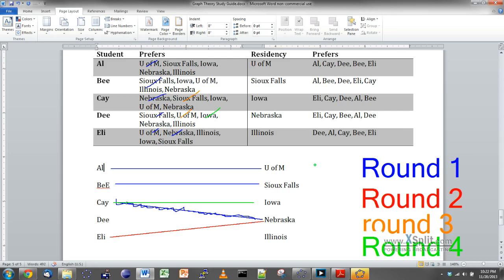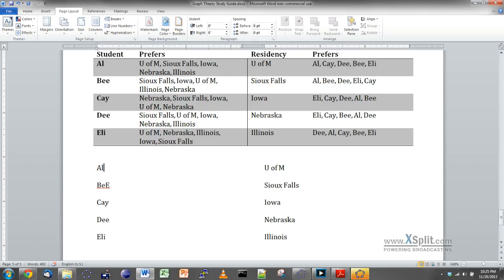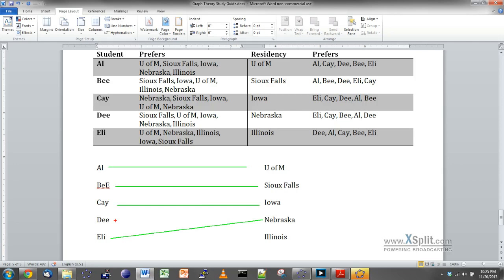I'm going to highlight it in, goodness, what other colors do I have? Shoot. Oh no, I lost everything. Well, I think we had Eli going to Nebraska. I think these two were going straight over, if I remember right. I think K proposed to Iowa, and then D had to connect with somebody. D was going to propose to Nebraska next.